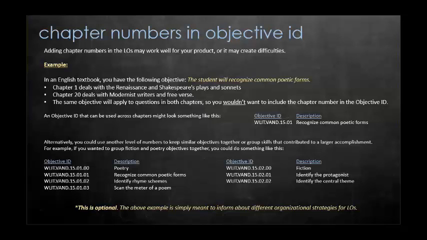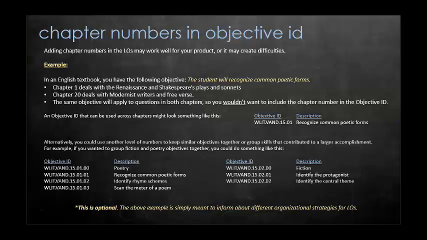The same objective is going to apply to questions in both chapters, so you wouldn't want to include the chapter number in the objective ID. The objective ID that can be used across chapters might look something like this. We have the example where it says World Lit, the first 4 of the author, the copyright year 2015, and then the numbering system afterwards, and it would be recognize common poetic forms. Alternatively, you could use another level of numbers to keep similar objectives together, or group skills that contribute to a larger accomplishment.